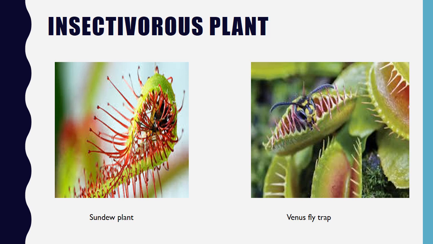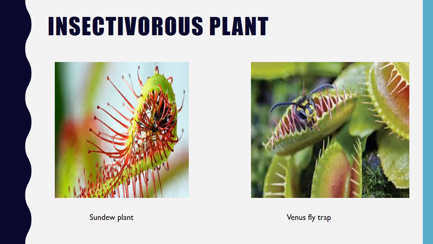Now if we talk about the next plant, that is the Venus flytrap. It is also an insectivorous plant. You can see the picture of the Venus flytrap. You can see the snap of its leaf. Whenever an insect lands on its leaf, it snaps shut and the insect is trapped inside its leaf. The leaf has two snaps.